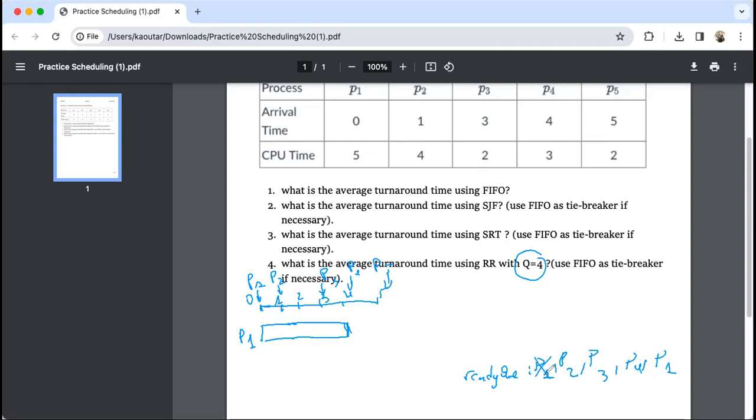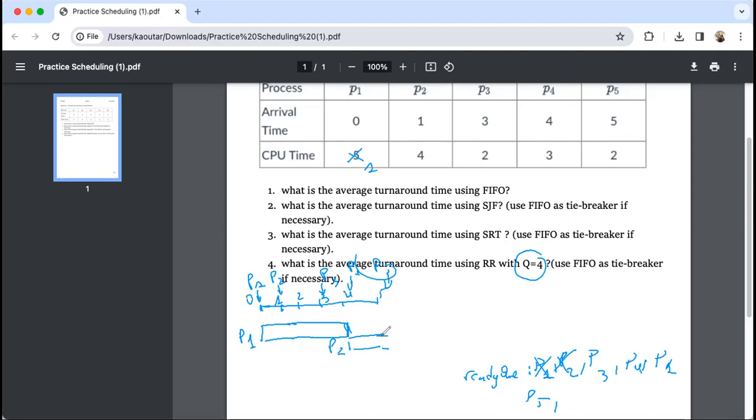And then the next one to run is the process in the head of the queue, which is P2. So P2 starts executing from 4, right? Do not forget to keep track of the burst times. So far P1 has run for 4 and it only has 1 unit remaining. So P2 now will run from 4, 5. At time 5, we have P5 arrived. So we have to add P5 to the tail of the queue.